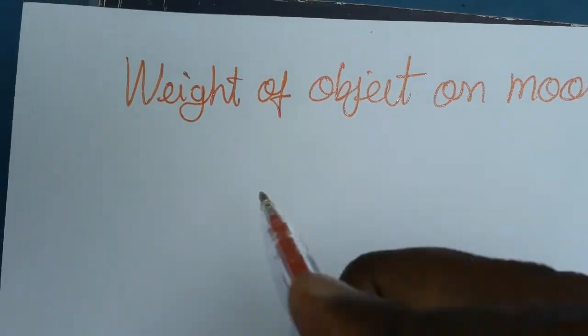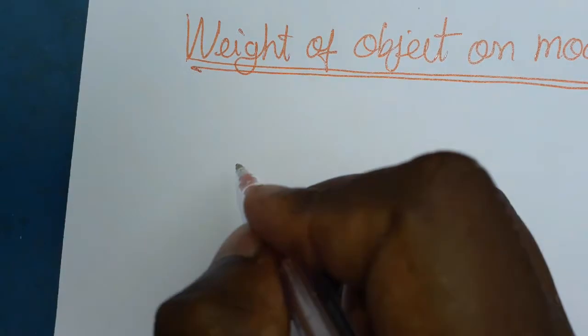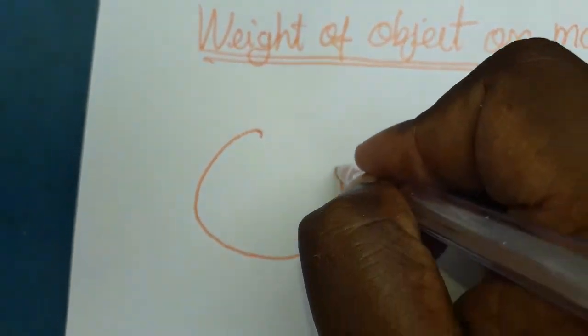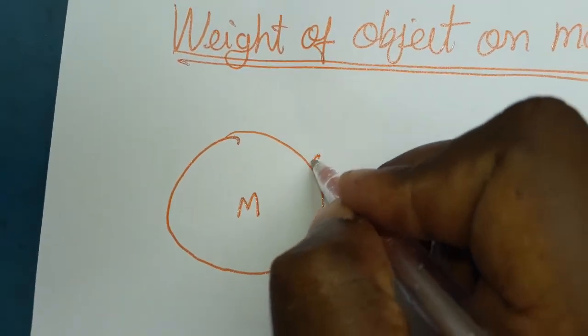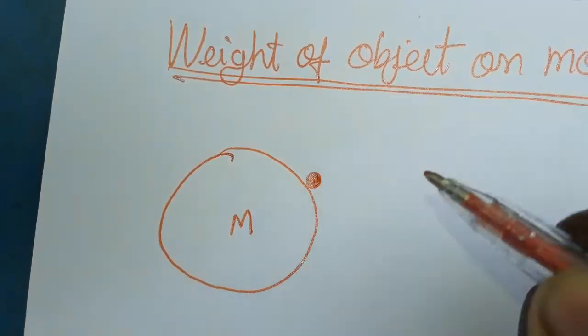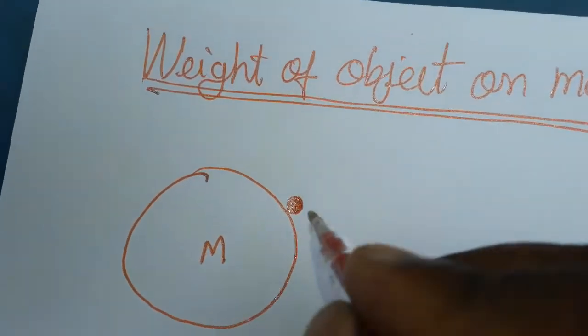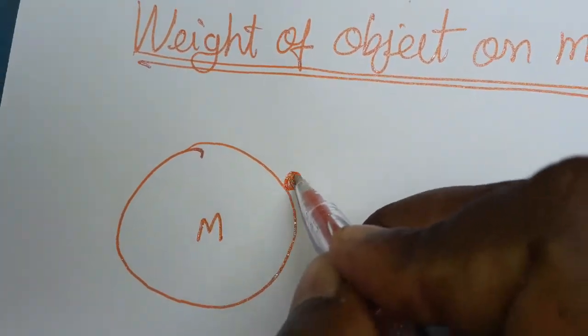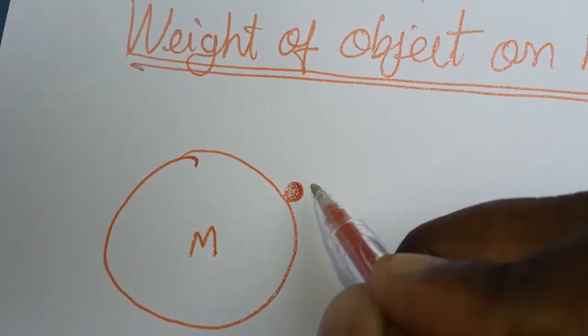Hello students, in this video we are going to discuss the weight of an object on the moon's surface. We take this as the moon. Consider some object on the surface of the moon; it may be a human being or one apple, anything. We will consider a human being, one person. This is the mass of the moon and this is a human being on the moon.